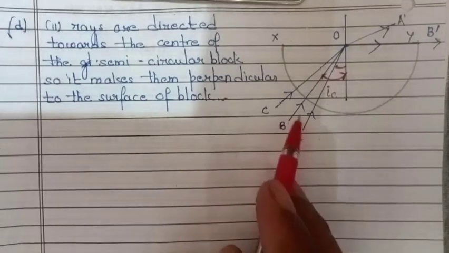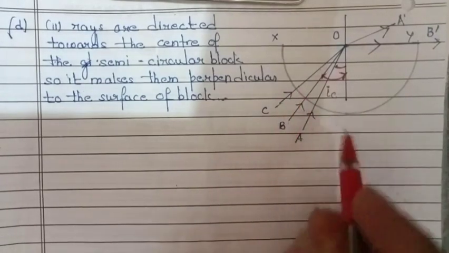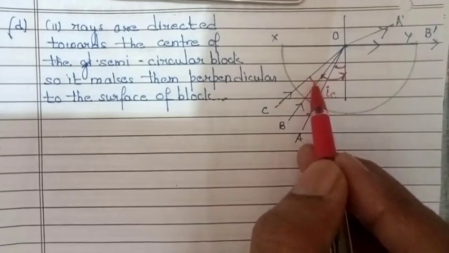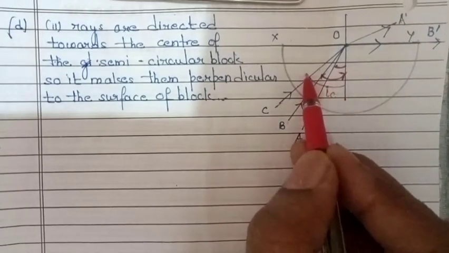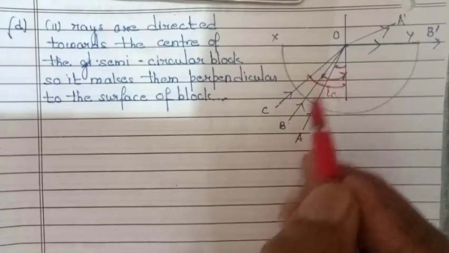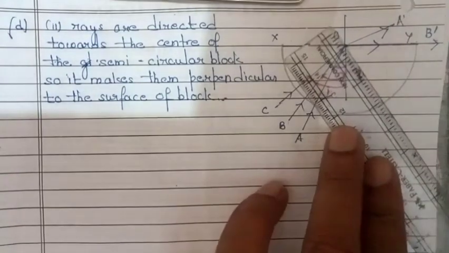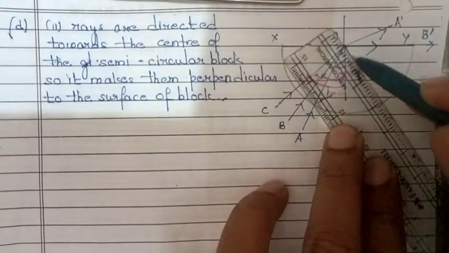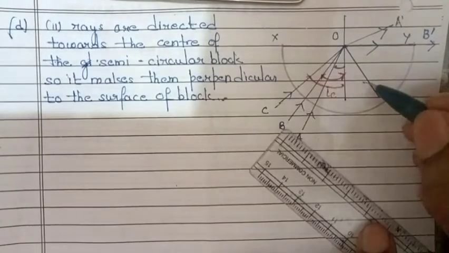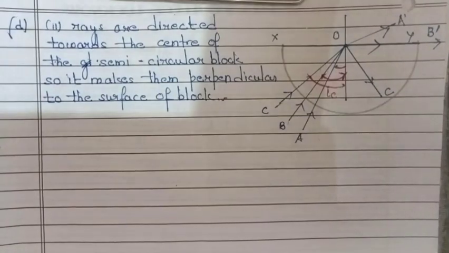Now, if I compare angle of incidence for the ray C, see, for the ray C here, this angle, which is the angle of incidence, is more than the critical angle. So as the ray C is making angle of incidence more than the critical angle, ray C will be reflected back like this. So we have completed the path for ray A and C.